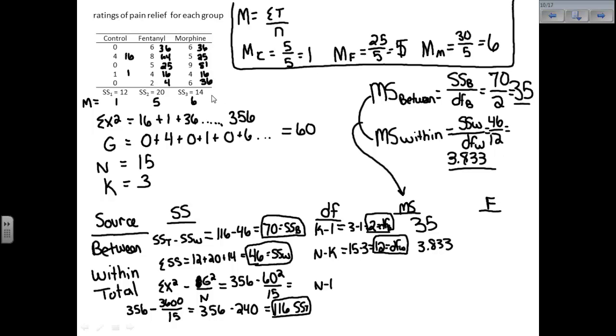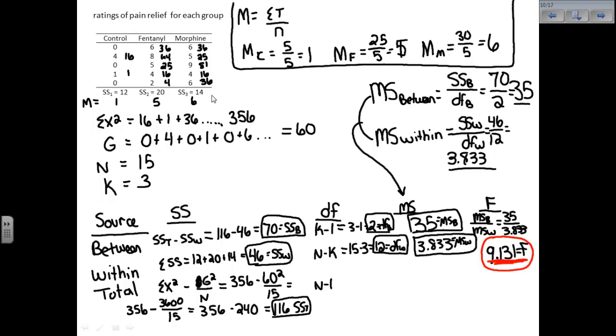Then remember that your F statistic is your mean squares between divided by your mean squares within, or 35 divided by 3.833. Let me rewrite these. And 35 divided by 3.833 is 9.131. So that is your final value in step 3. That is your observed test statistic, your F value.